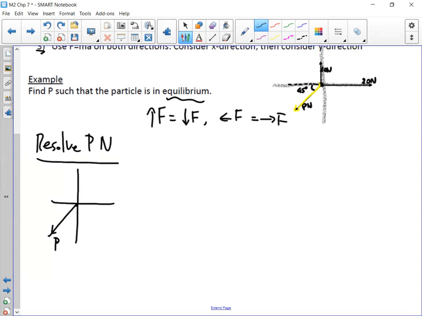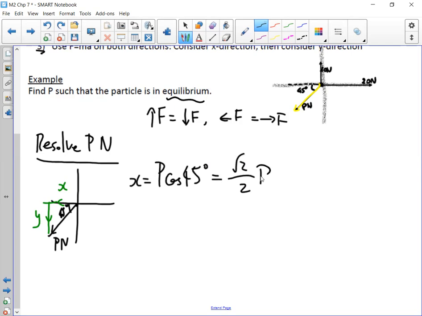That's my P Newton, and there's a 45-degree angle in there. Next, I'll make a right angle triangle with the x-axis. To make P Newton going to the bottom left corner, I need to go on x to the left and y underneath. So resolving means writing x equals, using trigonometry, P cos 45. 45 is a nice special value, which is root 2 over 2. So root 2 over 2 P. And y is P sine 45, and sine 45 is also root 2 over 2 P.